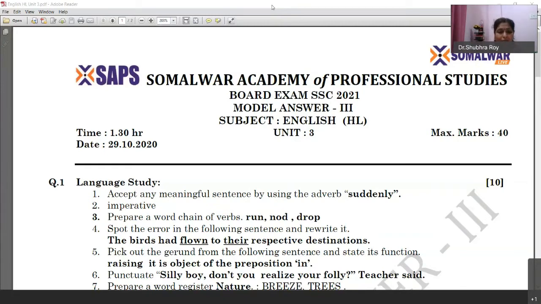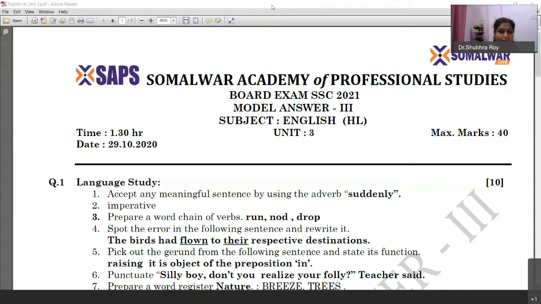Let's go to the sixth one, punctuate. I need not explain punctuation now. At this level, you all are very good at punctuation, but still this was the answer that was expected. Silly boy, S capital, open with inverted commas. After boy, a comma, there's a pause. Don't apostrophe comma T. You realize your folly. Since this is a question, the sentence ends in a question mark with quotation marks closed.